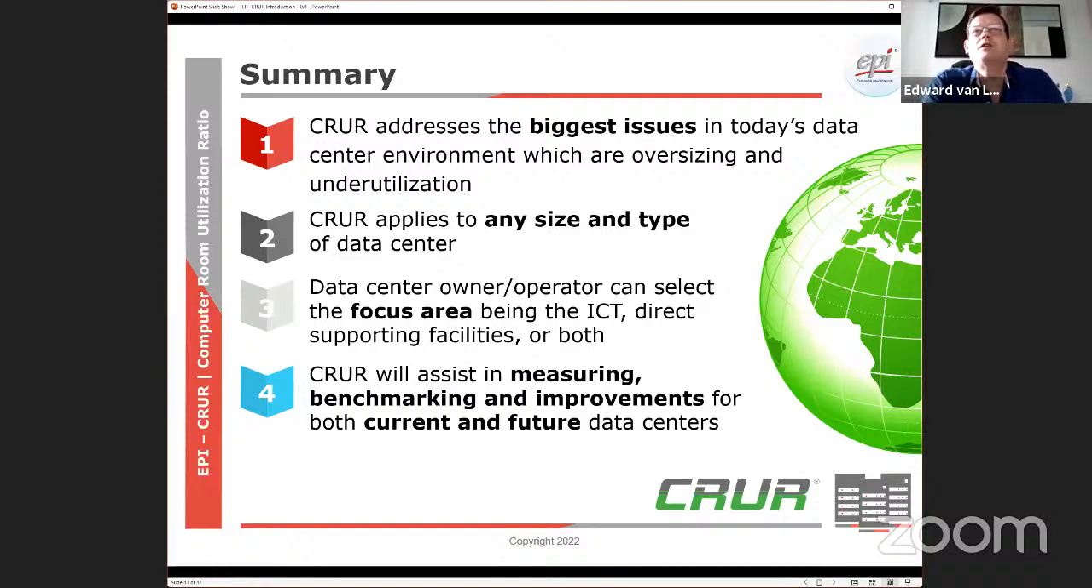In fact, it's quite interesting. I was in Malaysia this week and I spoke to a large data center operator, and they said, we're going to implement CRUR for our customers. And the reason they do that is that the underutilization of their customers will increase their PUE, right? So if they have a customer that signs up for, say, 100 kilowatt, but when the customer comes to operation they only use 20 kilowatt, that has a profound impact on the overall PUE of the whole data center.